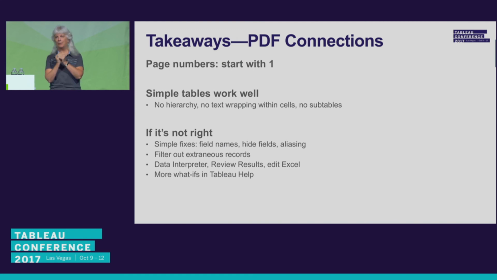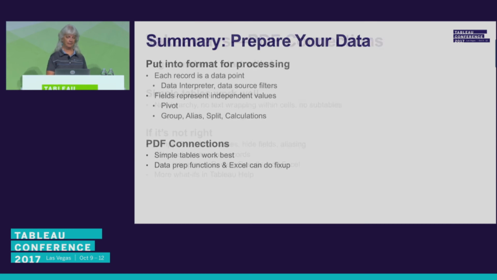If you have a complicated table and things are not right, there's things you can do. You saw me doing them. Just very quickly change the data type from string, which is usually the thing that does wrong, to whatever it really is. Change the field name to whatever it's supposed to be. Filter out any extraneous records that it brought in. And then the heavy lifting, if things are seriously going wrong, run Data Interpreter, click Review Results, everything will be in Excel. Use your Excel skills to make it good and bring it back into Tableau and viz away. Tableau Help also has some other tips and tricks about things that you can do with PDF.